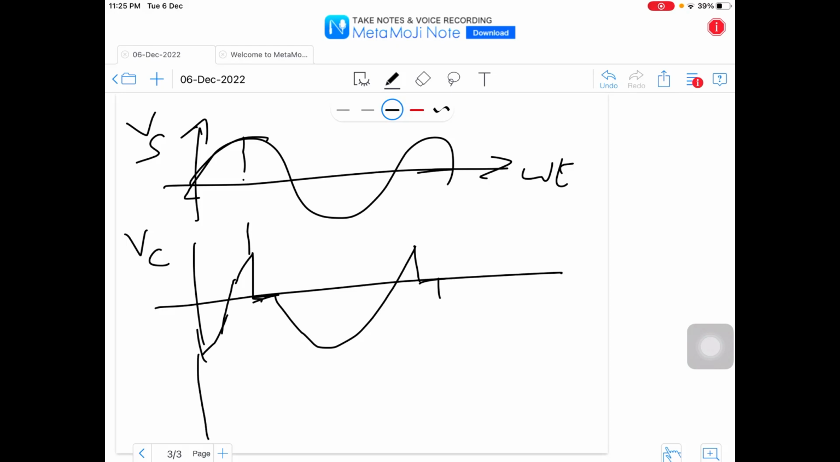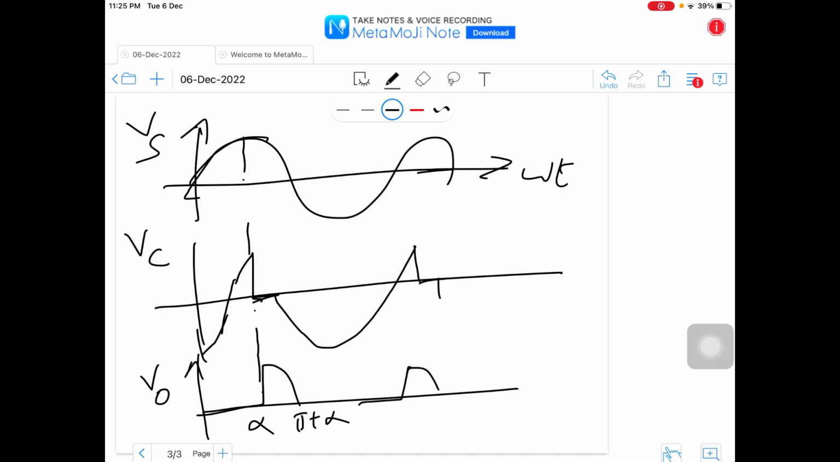This is Vc. How about the output voltage V0? Only when the capacitor is discharged completely do you get the output voltage. So this will be the firing angle, and this is pi plus alpha. This is the waveform for the half wave RC firing circuit. Let's check how to get a full wave RC firing circuit.